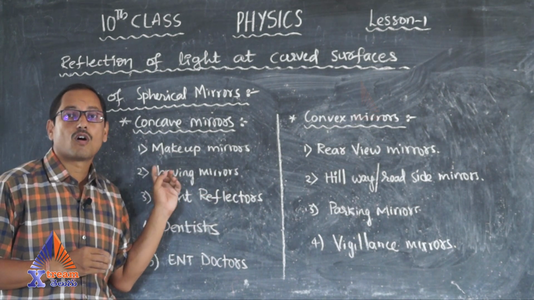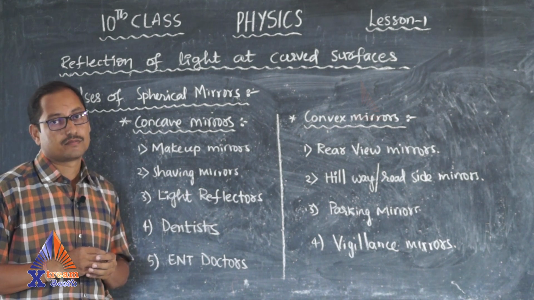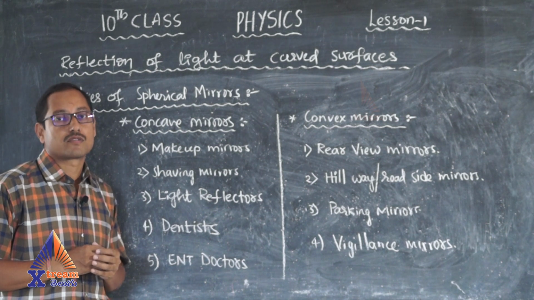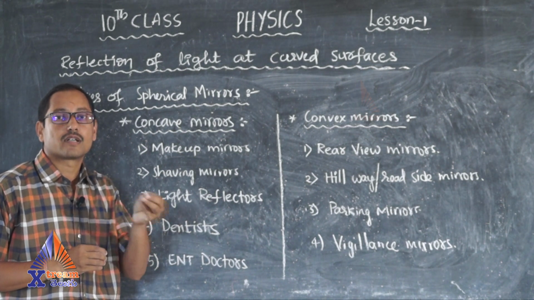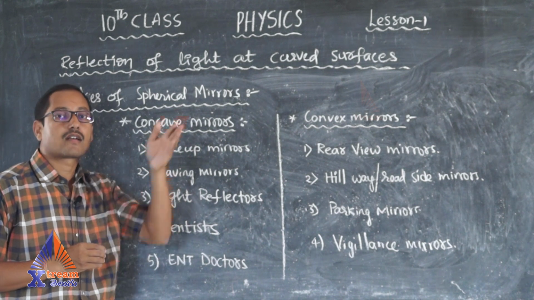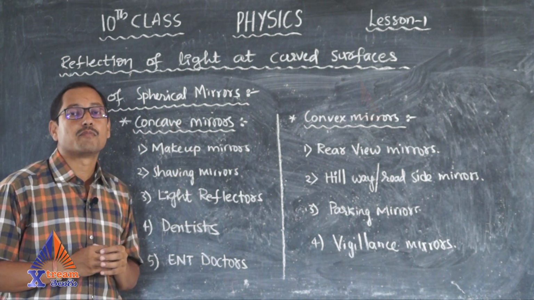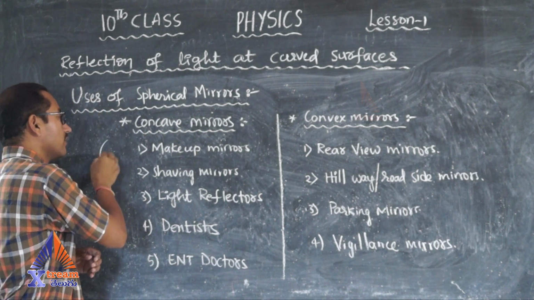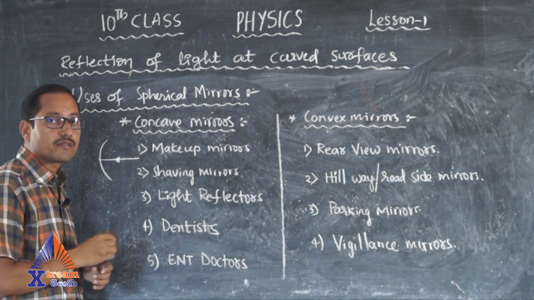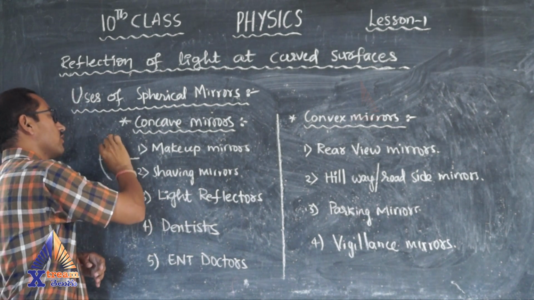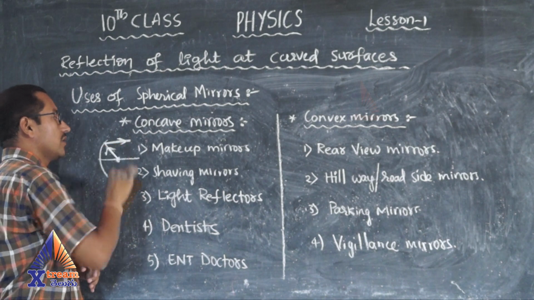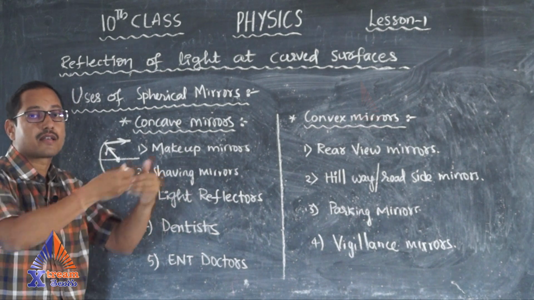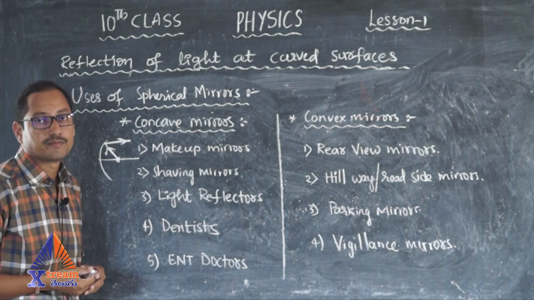we use concave mirrors. Not only this, these are used as reflectors of light also. If you keep the light source at the focus, then the reflected rays will travel parallel to the principal axis. That is, if the light source is on the focus, the light coming through the focus will be reflected parallel to the principal axis. That means the light will travel to infinite distance, that means as far as possible.